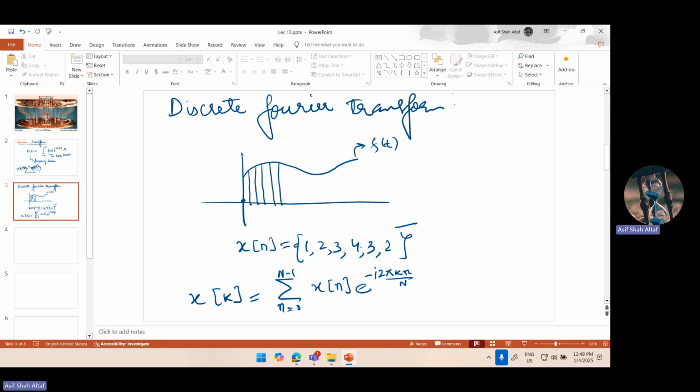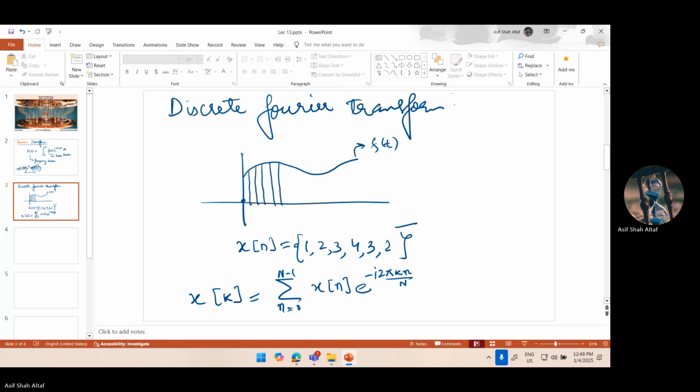Now, again, this also gives you the frequency components of the signal. So if you have, say, a musical note, and you do its discrete Fourier transform, what you will get is the pitches in the musical note, which are basically the frequencies.